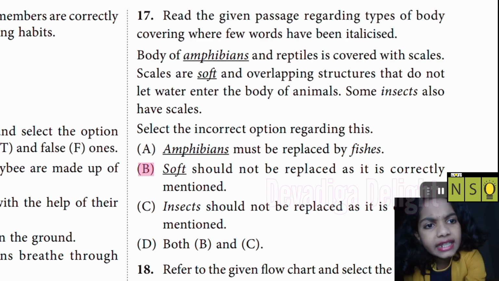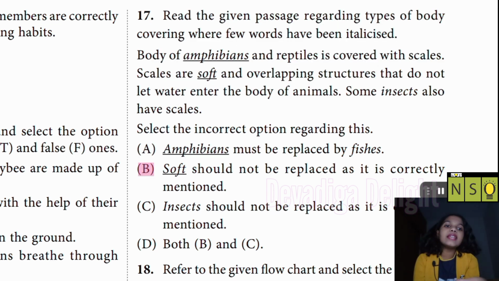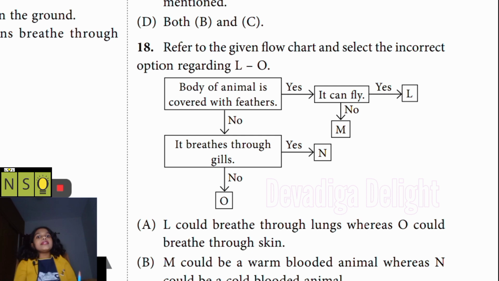So here they are saying both B and C, but C is the correct one. Yes. Now let's see the 18th question. Refer to the given flow chart and select the incorrect option regarding L to O.